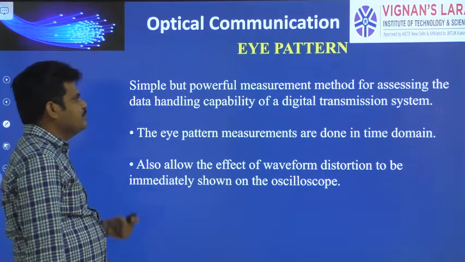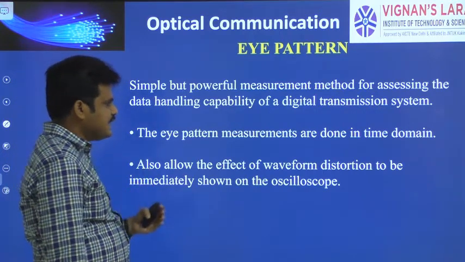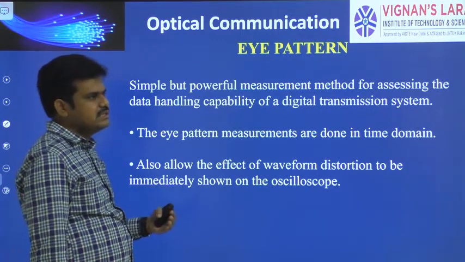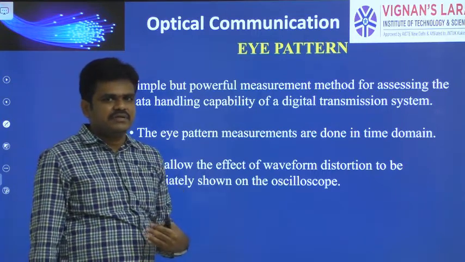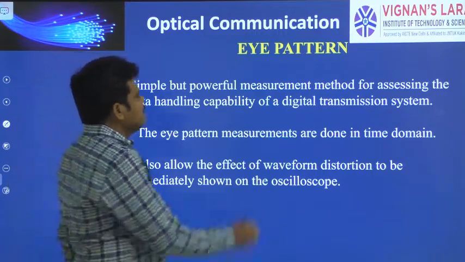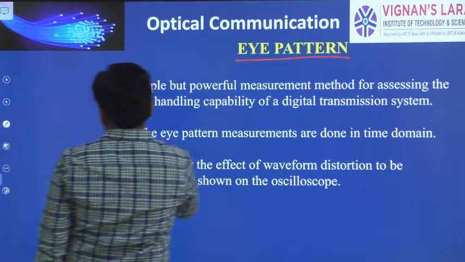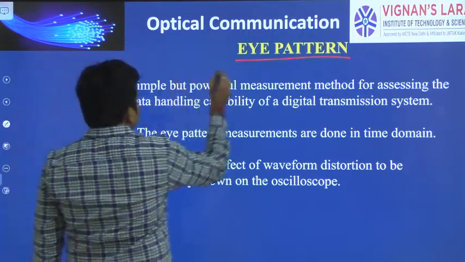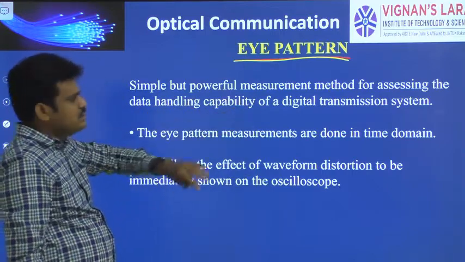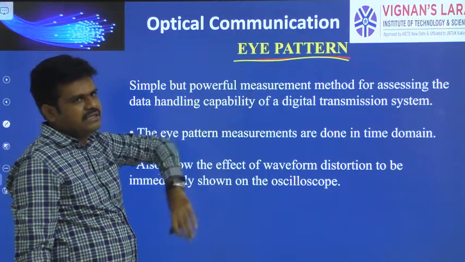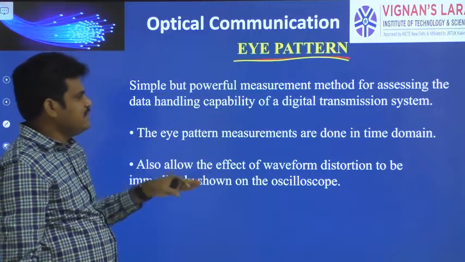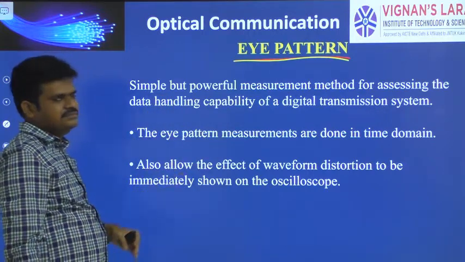Next one is to measure the data handling capability, the performance, and the distortion levels at the receiving end of the optical fiber link. We use another method called the eye pattern or eye diagram method. It is a simple but powerful measurement method. What is the eye diagram method? It is a simple and powerful measurement method for assessing the data handling capability of a digital transmission system.